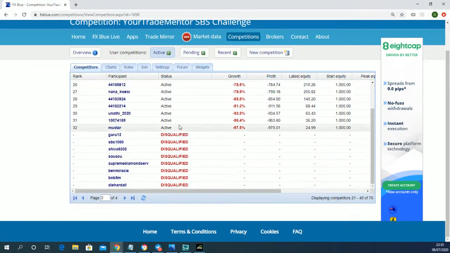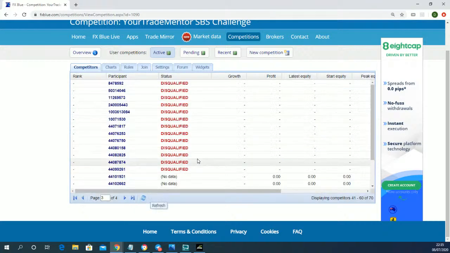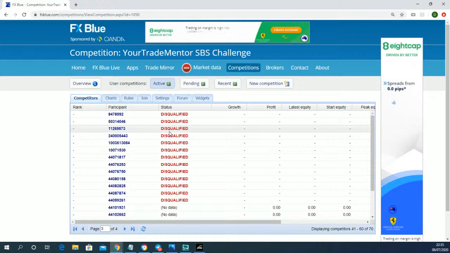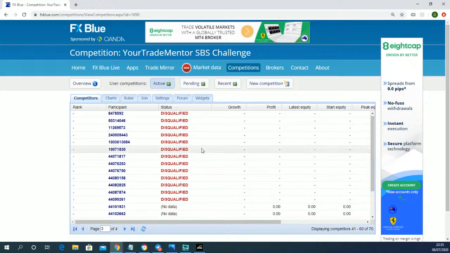And a few people also have been disqualified. Okay, you can see disqualified people here. See, these people have been disqualified. If you have been disqualified, you can come back, register again, and make another attempt. Okay, make another attempt, but you must get better. You must do better than before.